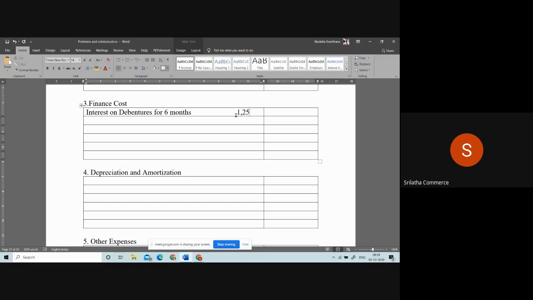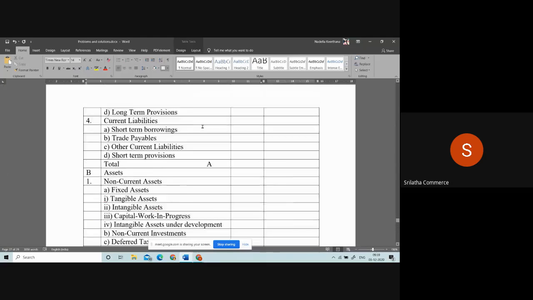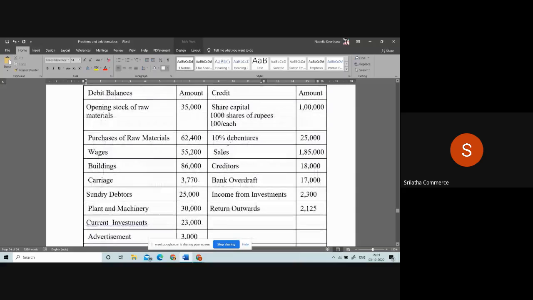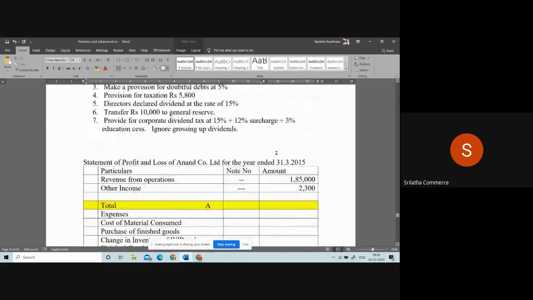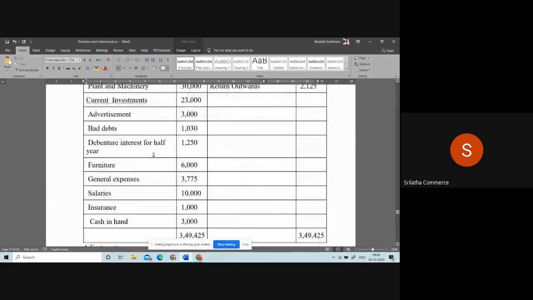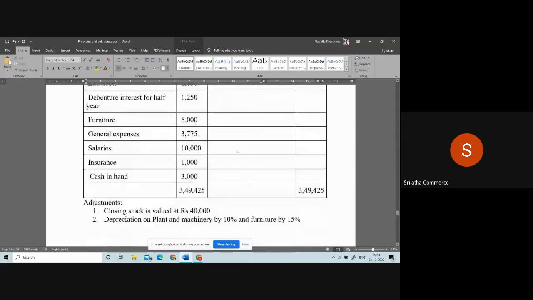Is it 1,250? I don't remember. So interest on debentures, yes, 1,250. So 10% debentures of 25,000. In total, how much are you going to pay? Interest on debentures, just a calculation I'm showing. Interest on debentures at the rate of 10% on debentures, 25,000.